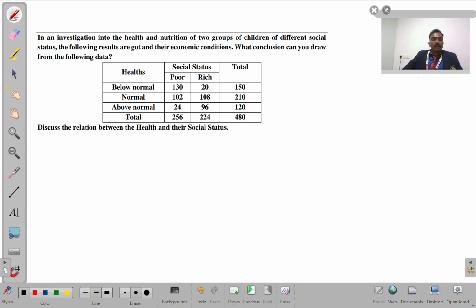In this problem also we can solve as we discussed in the previous problem. The solution is, first we define H0 and H1. For this problem, they ask us to check the investigation into the health and nutrition of two groups of children of different social status, so that health and social status are independent. So we can define H0 as: health and social status are independent.